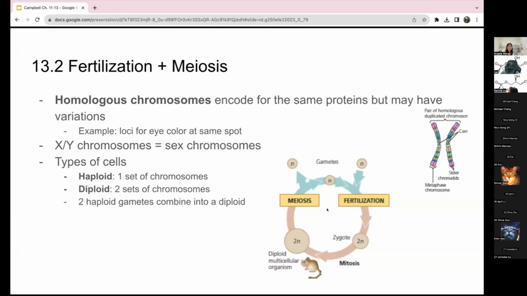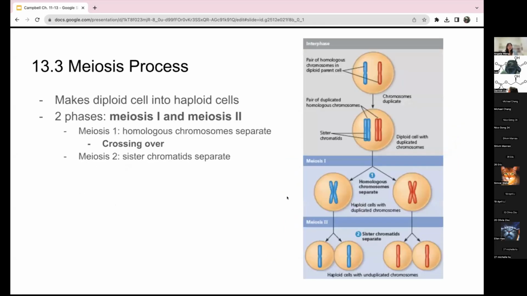So here's a little cycle of fertilization and meiosis. During meiosis, the diploid cell makes itself into haploid cells, which then combine. So two haploid cells combine into a diploid cell, and then the cycle will repeat. During meiosis, a diploid parent cell is divided up into haploid cells. Meiosis is somewhat similar to mitosis, except the phases will repeat 2 times. So there is meiosis 1 and meiosis 2.